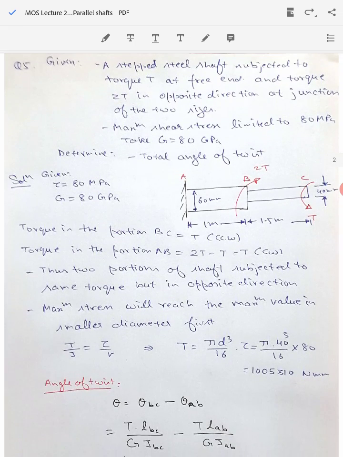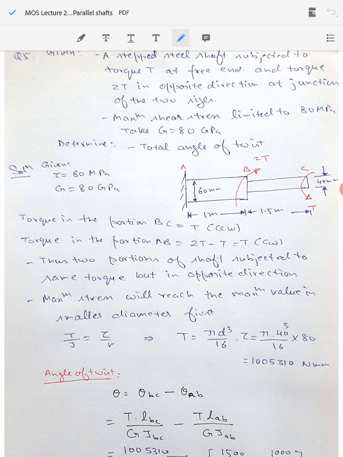Let's do some numerical on this part. What we have in this numerical is a stepped steel shaft which is subjected to torque T at the free end. The free end is end C, shown here as C. At the free end you are applying a torque T in the counterclockwise direction, and at the junction you are applying the torque 2T in the clockwise fashion. So at the junction of these two shafts we are applying torque 2T, while at the free end we are applying a torque T in the opposite direction.